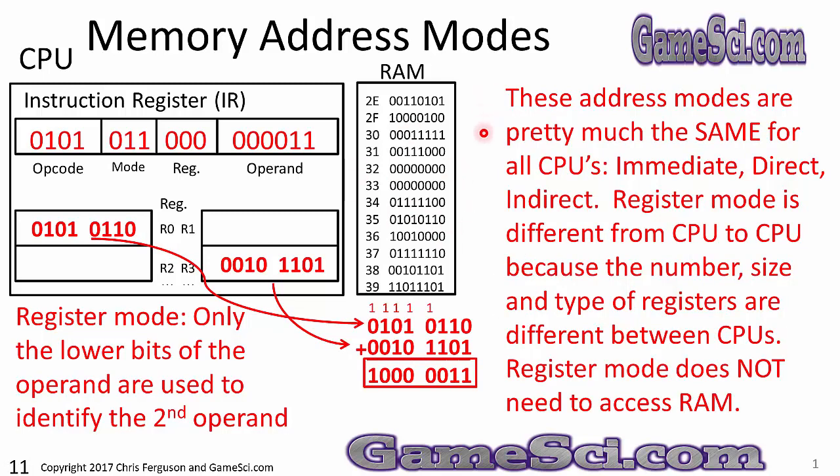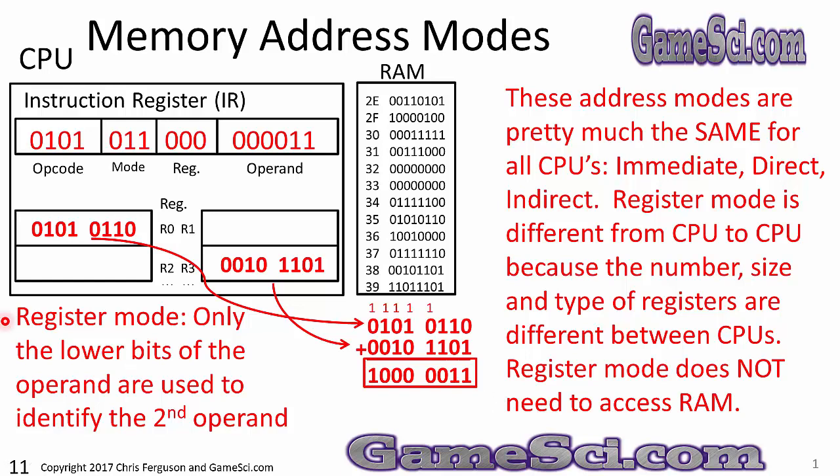These address modes are pretty much the same for all CPUs: immediate, direct, and indirect. Register mode is different from CPU to CPU because the number, size, and types of registers are different between CPUs. Register mode does not need to access RAM, so register mode is a much faster way to operate on data. But again, each CPU does it slightly different.